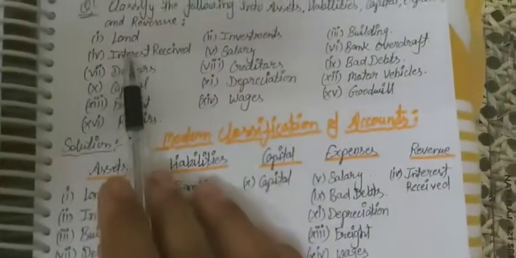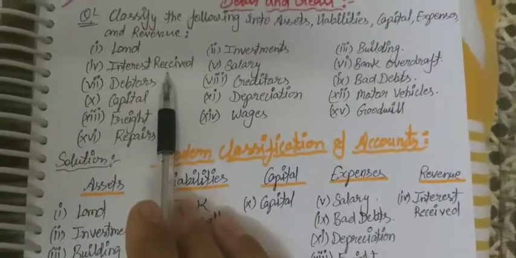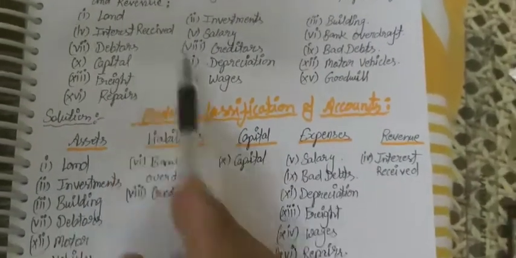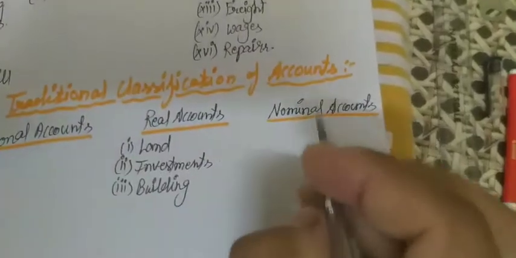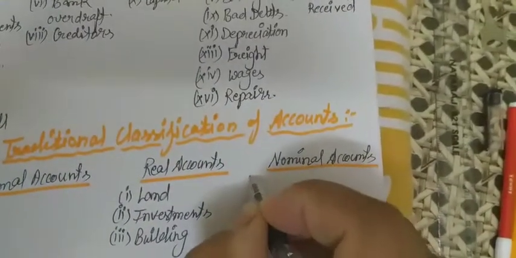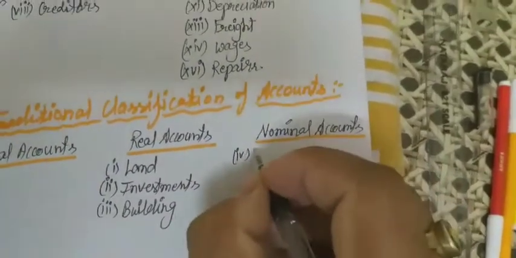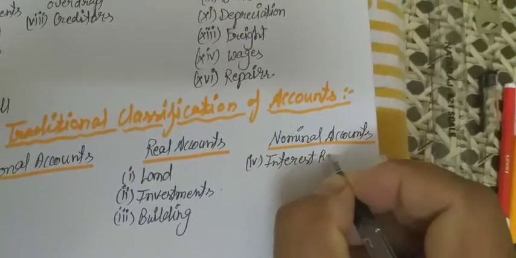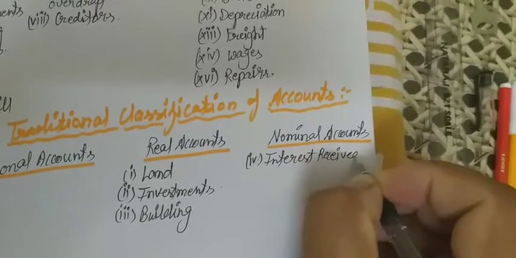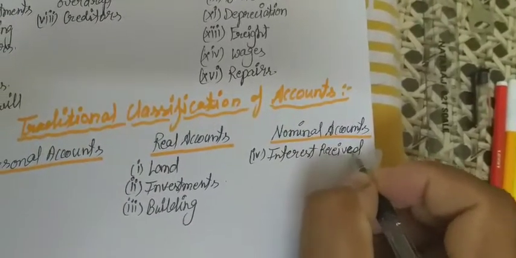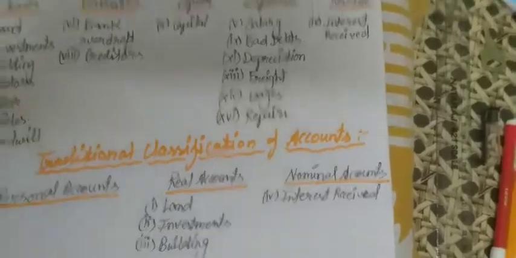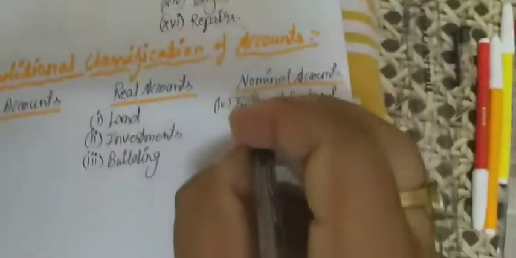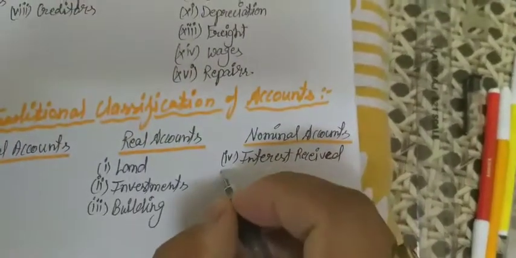Next one is interest received. Interest received is an income, and income, expenses, and losses all come under the nominal account. So interest received comes under the nominal account. Next one is salary, expenses. Expenses also come under the nominal account.